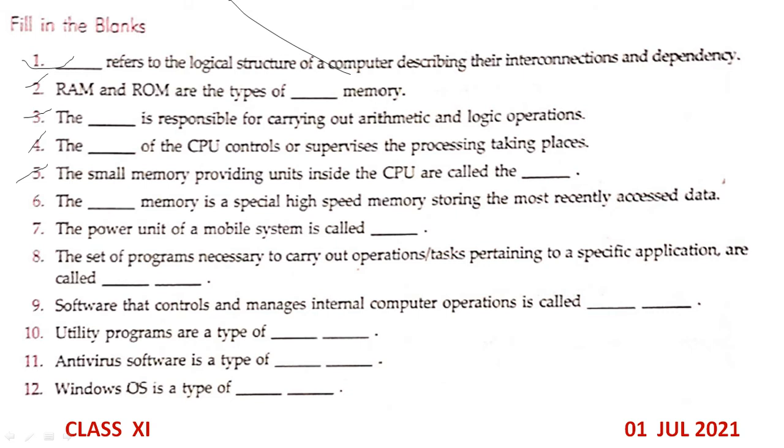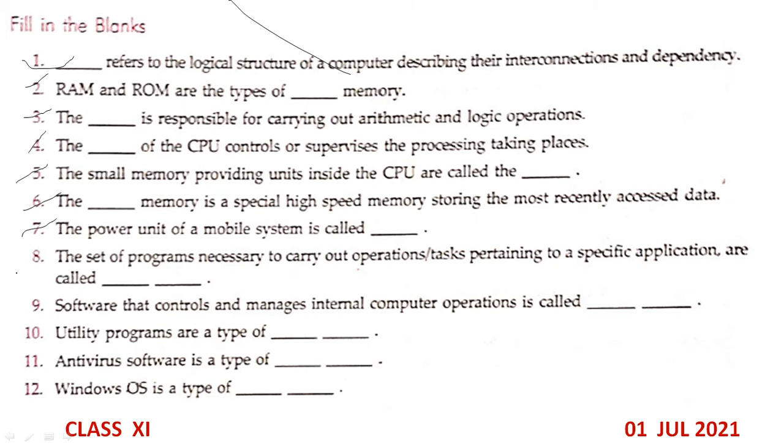The dash memory is a special high-speed memory storing the most recently accessed data. Like in chemical reactions, whenever you use a particular substance to make the reaction act very fast, that is what we call a catalyst. Exactly, cache also acts like a catalyst between main memory and CPU. Therefore, the answer must be cache. The power unit of a mobile system is called, all of you know, all are handling your mobiles now, that is battery.